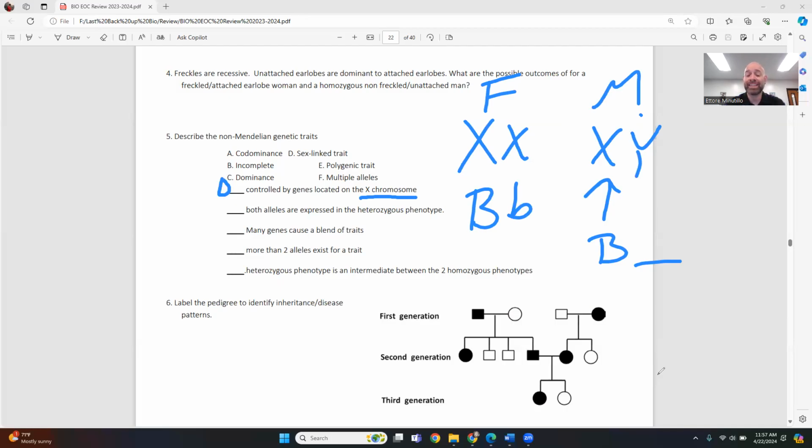So that's going to lead to a different outcome depending on if you're male or female, and that again has to do with how many X chromosomes you have on your 23rd pair. So anything with things being specifically on the X chromosome is going to be a sex-linked trait.